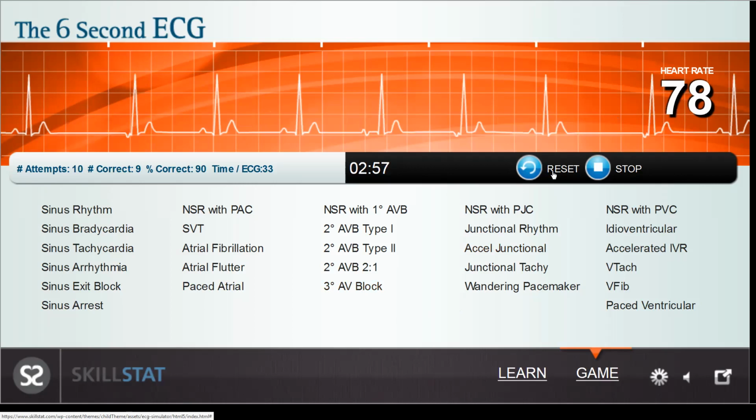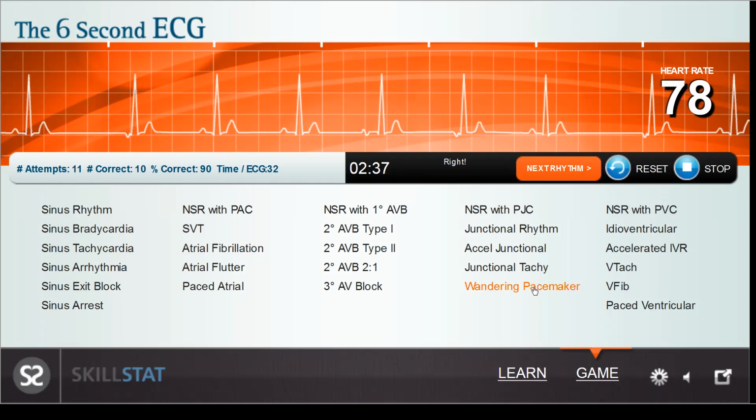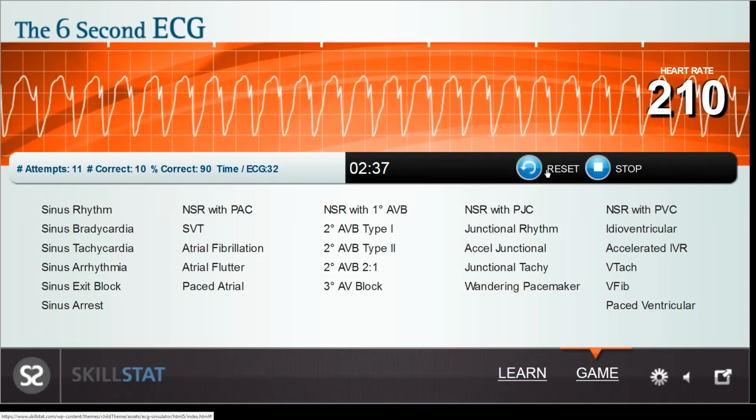This is, I believe, sinus wandering pacemaker. Why do I say that? Because I'm seeing P waves that look different from each other, right? This P wave does not look like this P wave, does not look like this P wave. So I'm thinking that this is a wandering pacemaker and no treatment necessary.